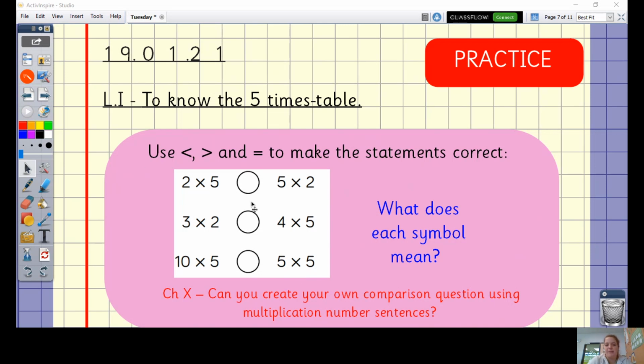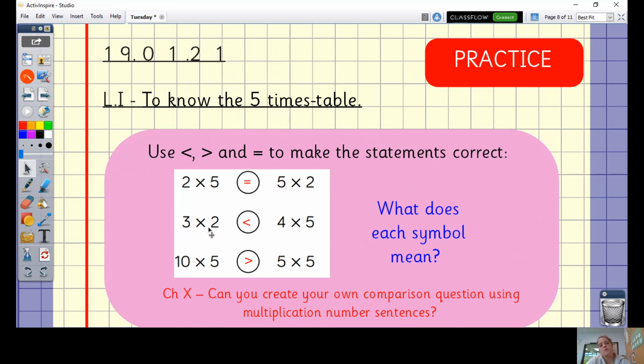Okay, so hopefully you've had some time now to have a go at that practice question. So looking at the answers then, the first one, we'd need the equal sign because those are showing us commutative number sentences. 2 multiplied by 5 and 5 multiplied by 2 both equal 10. They've just been switched around the other way.